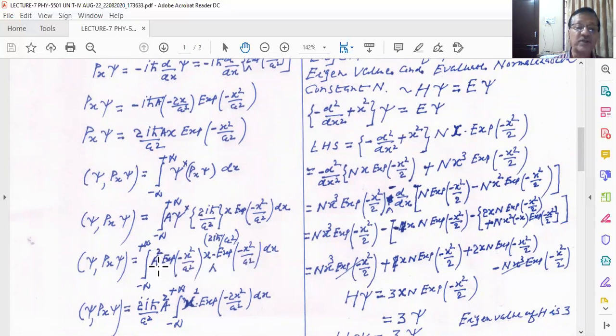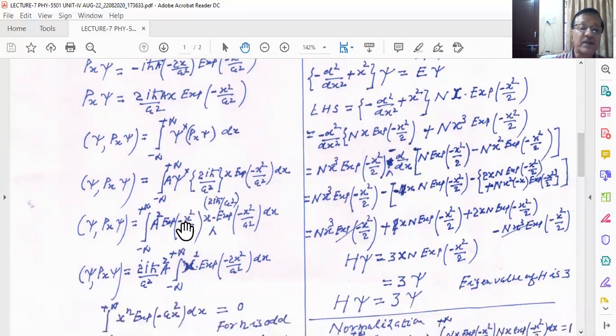Look, this a square appears because psi consists of the constant a, psi star also consists of constant a, so a square, exponential of minus x square over a square, and again you have this p x psi, which I am keeping, 2i h cross divided by a square, exponential of minus x square over a square. This a gives you a square here, right? So fine. Now look at this expression, and once you know this expression, keep all constant terms outside. I am keeping 2i h cross over a square constant, a square constant, and taking them outside the integration sign.